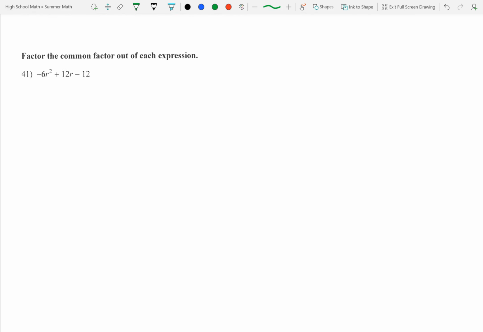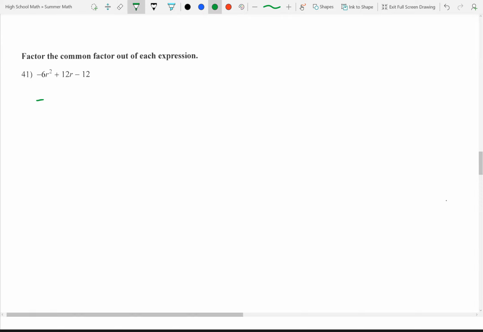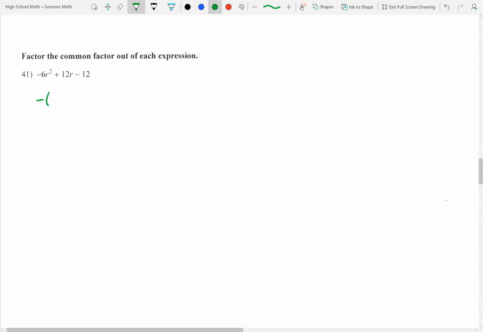Factor the common factor out of each expression. Here we're just looking for a common factor. Well, hopefully you can see you cannot factor out an r. They all don't have it. So now I'm left with some constant. What number divides 6, 12, and 12? Well, that would be 6. And in this case, I'm going to factor out a negative 6. Why negative? Well, typically we want our leading power to be a positive. That's helpful when we're factoring, especially when we use our big X method.